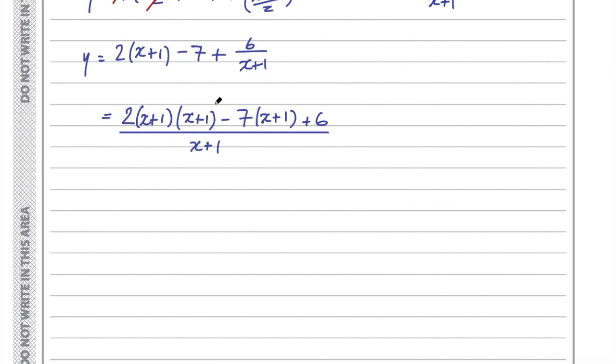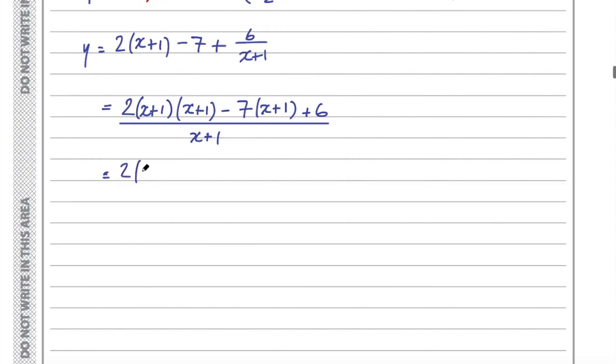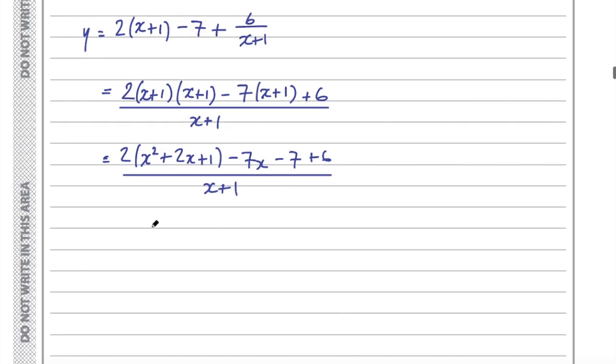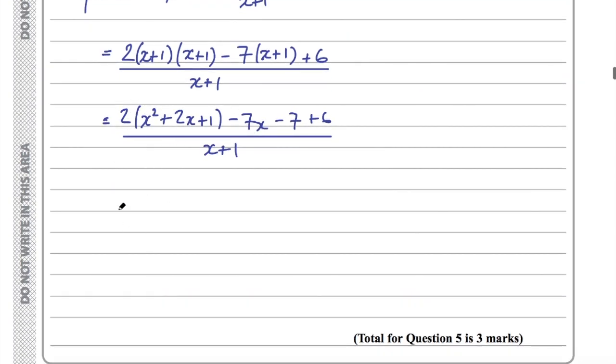And now I can go ahead and simplify the top line as best I can. So expand these brackets out. So this will be x squared plus 2x plus 1 minus 7x minus 7 plus 6 all over x plus 1. And let's keep going with this. So expand that 2 out. So this will be 2x squared plus 4x plus 2 minus 7x, and minus 7 plus 6, that's minus 1, all over x plus 1.